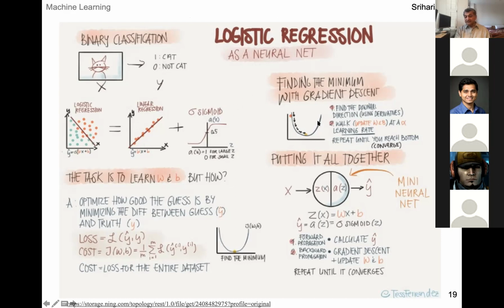And this is gradient descent for that, putting it all together, x to y hat. It's a mini neural net is what it's called. The sigmoid function is a mini neural net. There's only one node here.